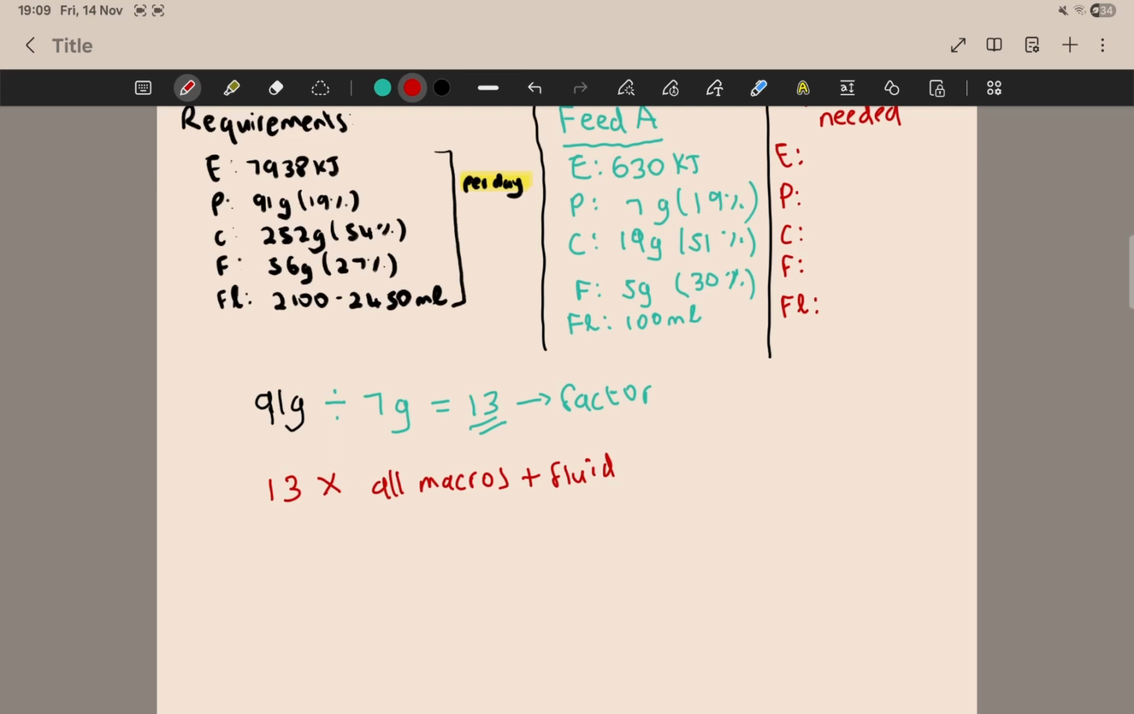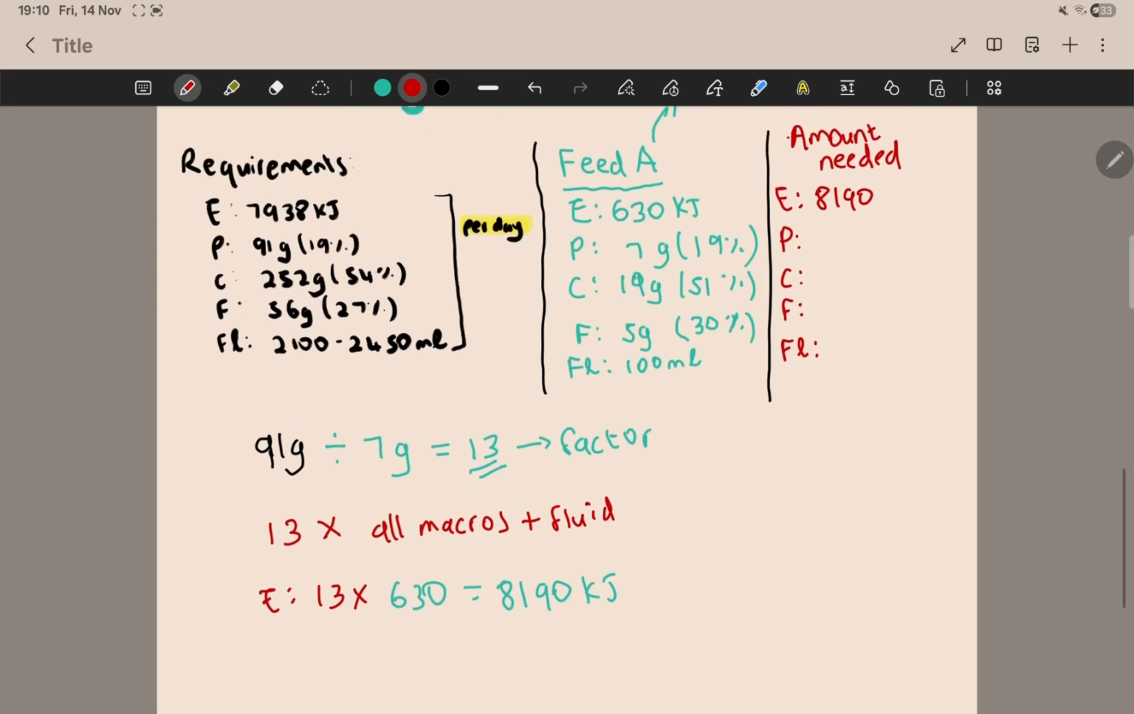So let's do this. We're now calculating the energy. We simply say 13 multiplied by, sorry, my mistake, 13 multiplied by 630 gives us 8190 kilojoules. So that's going to be your energy over there, 8190. I'm not going to write the SI units because the space is quite limited, but you get the idea. Okay, maybe I can just squeeze it in.